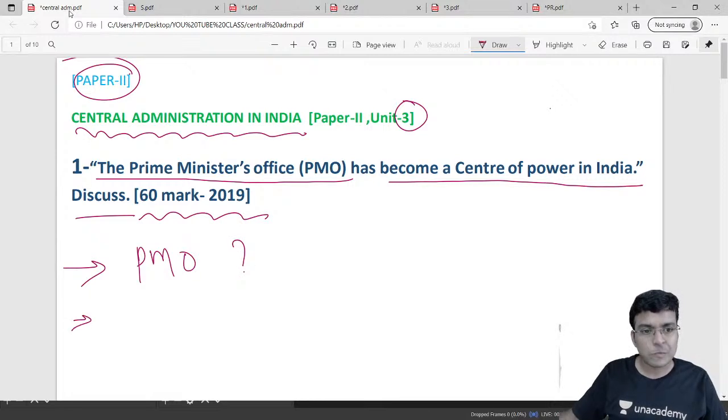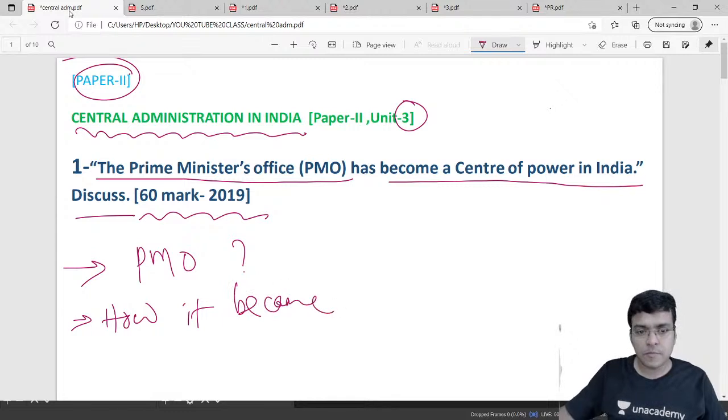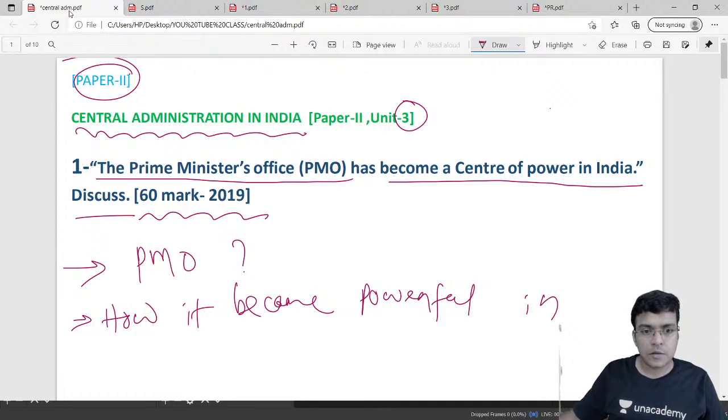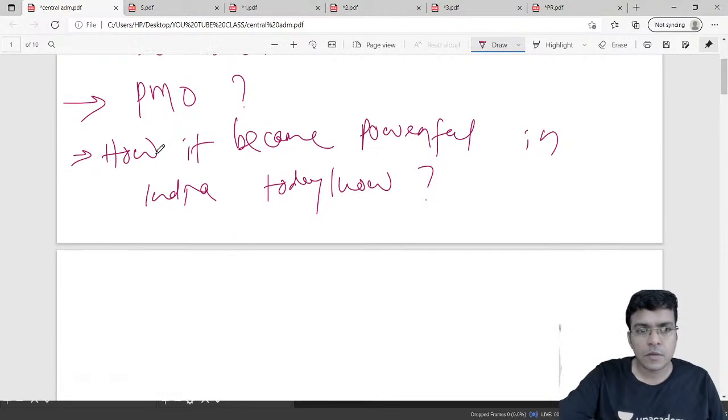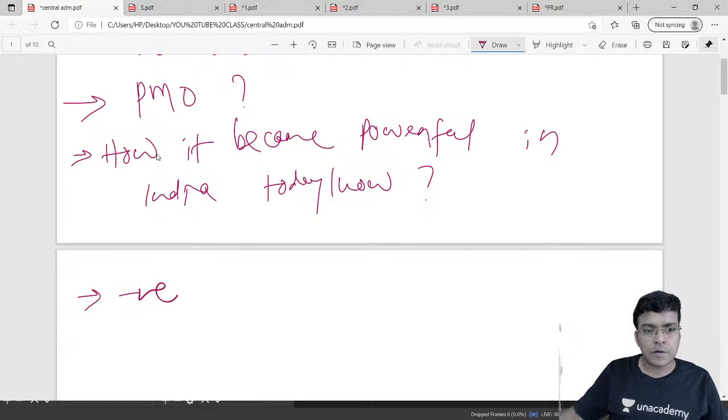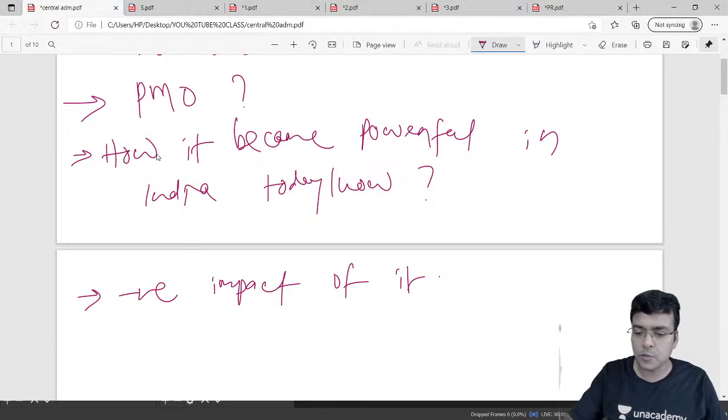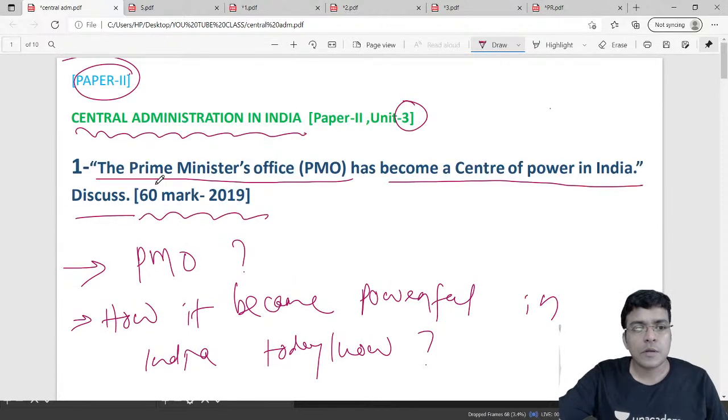What is PMO? How it became powerful in India today or now, and what is the negative impact of it, that we are going to discuss. So very straight question. Prime Minister office, center of power.